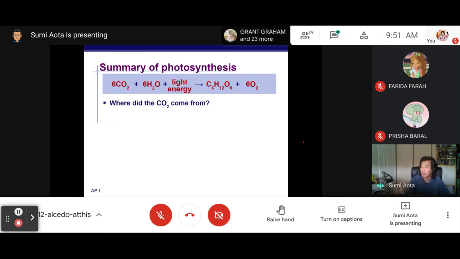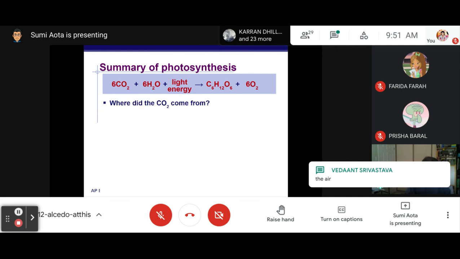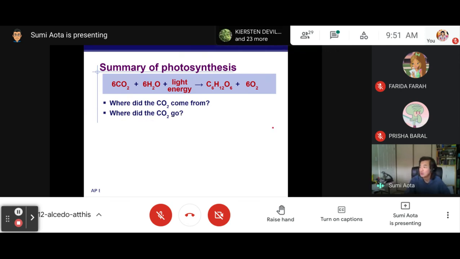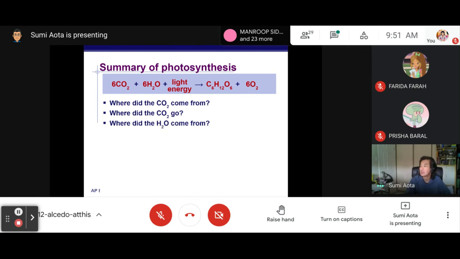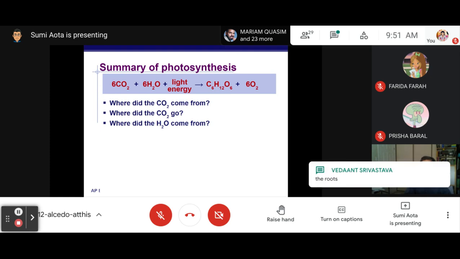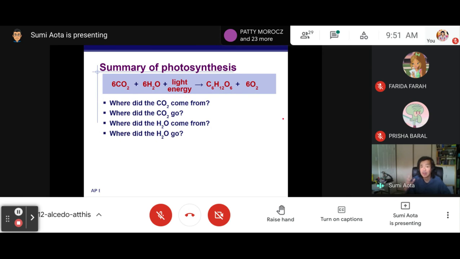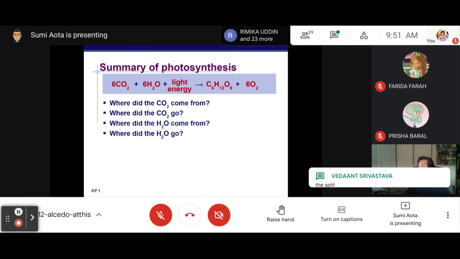Where did the carbon dioxide come from? Okay, the air and ultimately cellular respiration, a waste product. Where did the CO2 go to? Okay, G3P and carbohydrates. Where did the water come from? Okay, cellular respiration again. Where does the water go? They're split, yeah, they go into the light reactions.